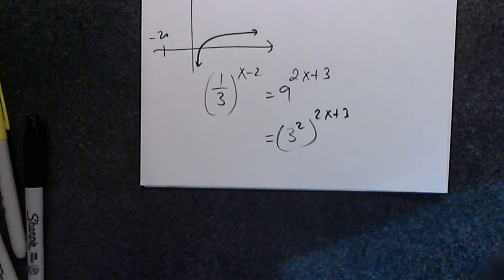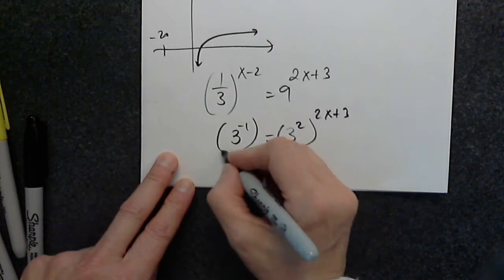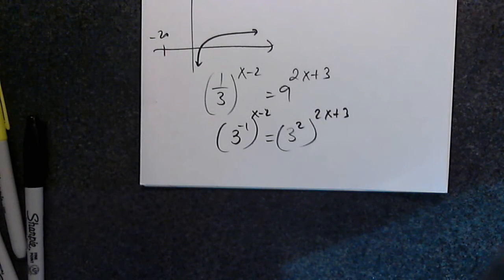Now let's look at the left-hand side. Can we make that 1/3 be something with 3 raised to a power? Because if we can, then three raised to a power. So 1/3 is the same as 3 raised to which power? -1. Very good. So yes, the answer is yes. I can present both sides with the same base.